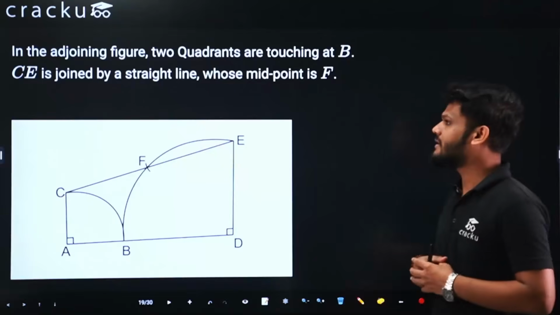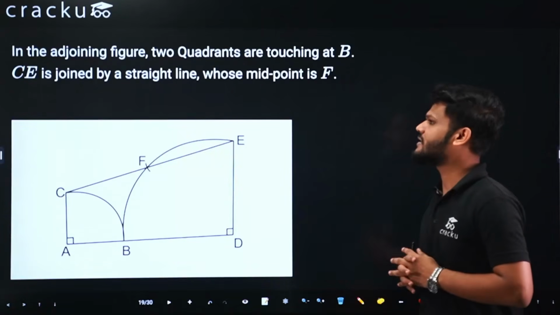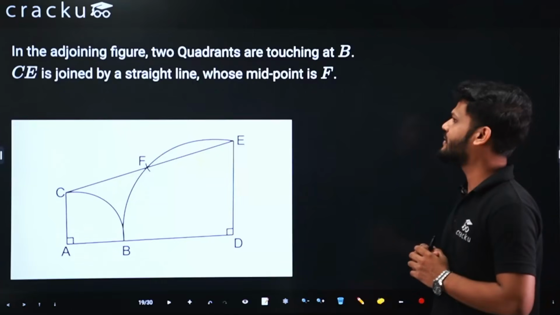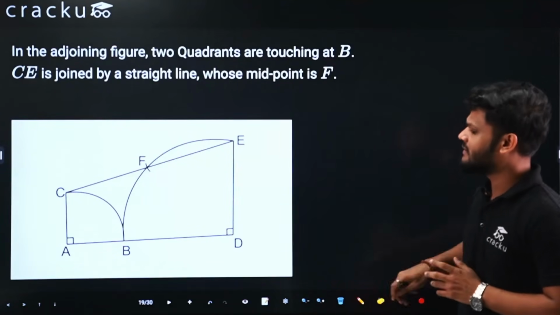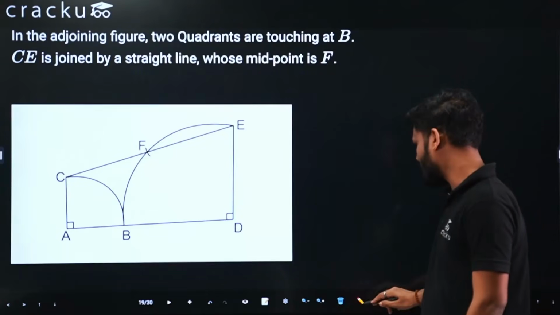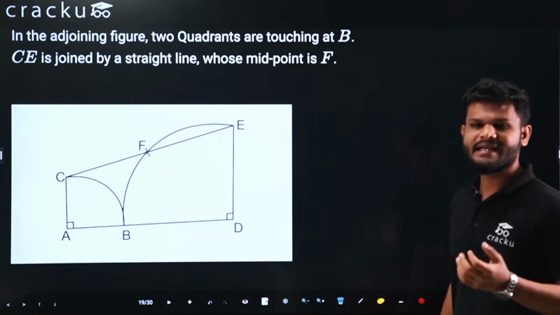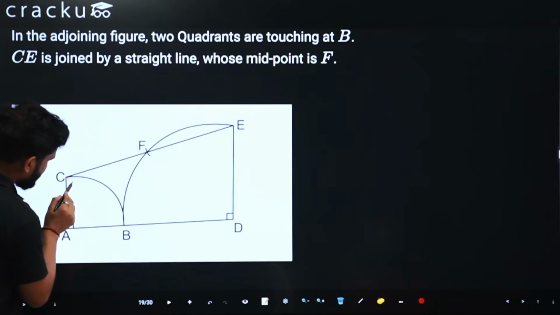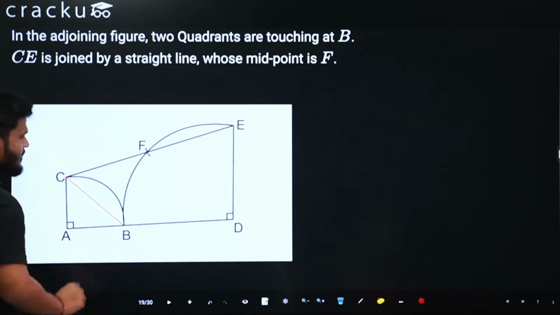Here it is given in the adjoining figure, two quadrants are touching at B. CE is joined by a straight line whose midpoint is F. Then we need to find the measure of angle CED. So how to proceed further for this question? Let us go forward and draw some lines. So let us join this CB first. So this is CB.